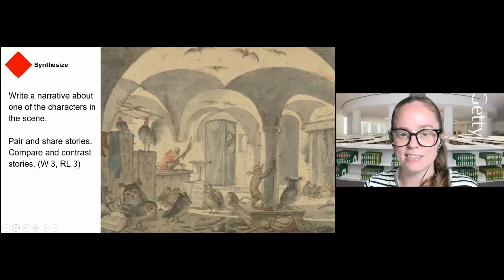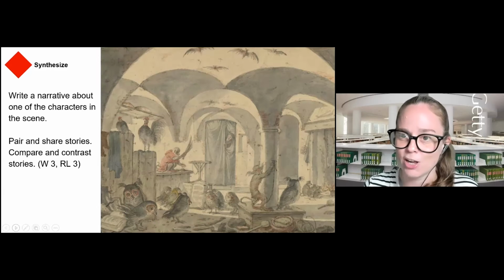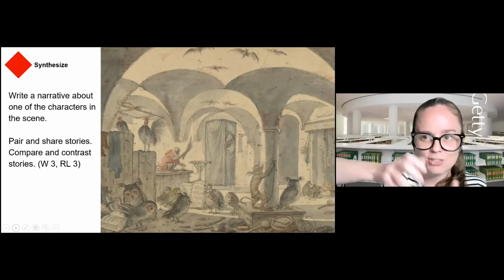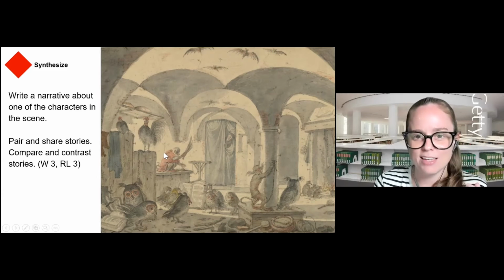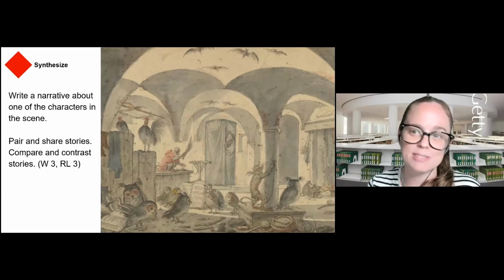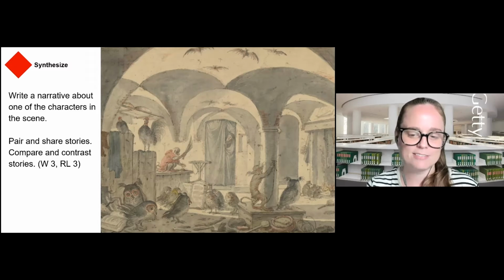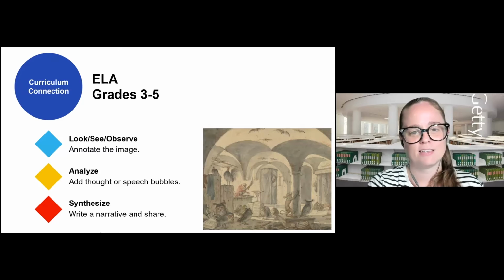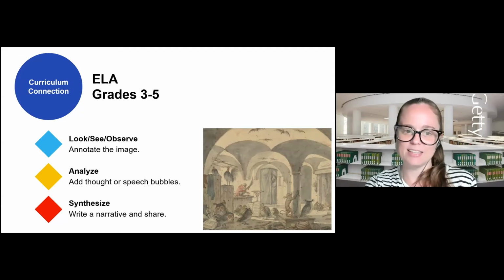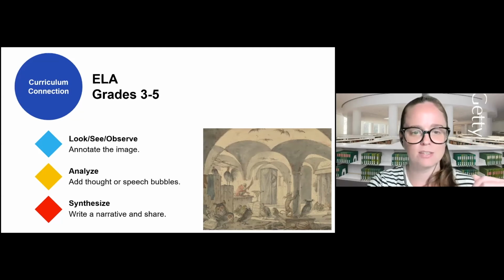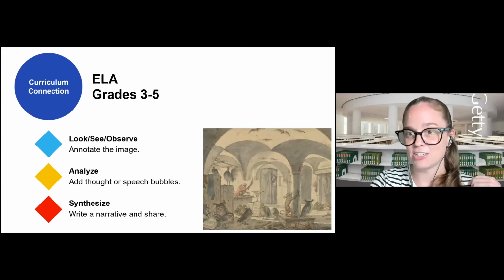I'm looking at this monkey with the red jacket in the front, and he's sort of waving and he's got two rocks. And I'm thinking that he might be starting a fire or something like that, but maybe someone else thinks something different. So the three steps to that were annotate the image, add thought bubbles, and then write a narrative and share.